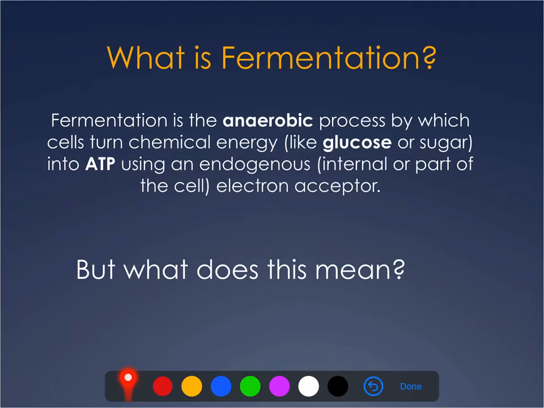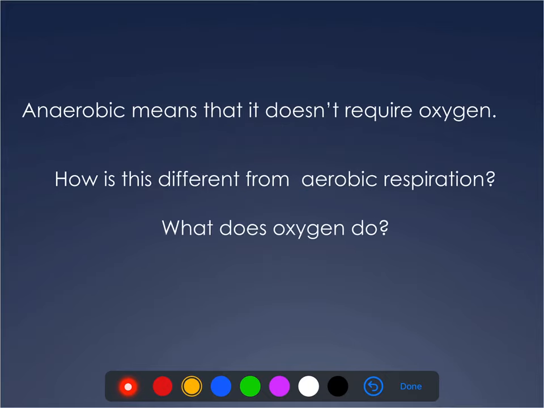So what is fermentation? Fermentation is an anaerobic process. It's important, so I'm going to underline it. It is a process by which cells can turn chemical energy, like glucose or other sugars, into ATP using an endogenous electron acceptor. Endogenous means that it's internal or part of the cell. That is a lot of words that you may or may not know, so let's back off a bit and see what they each mean.